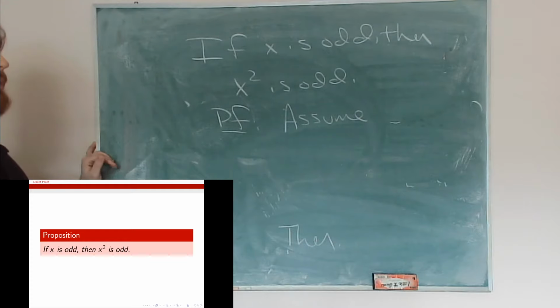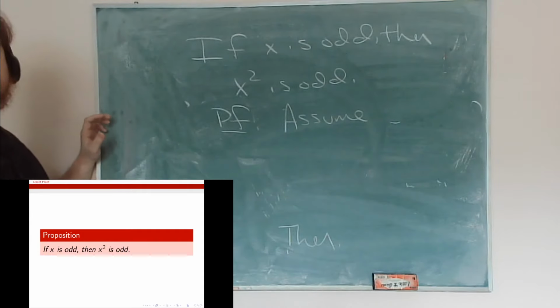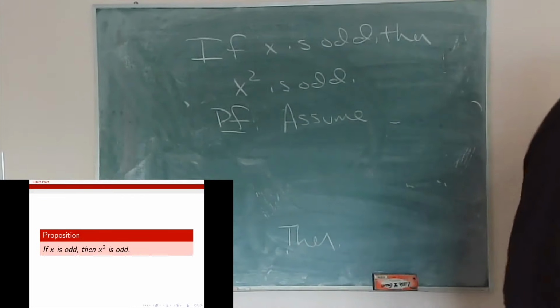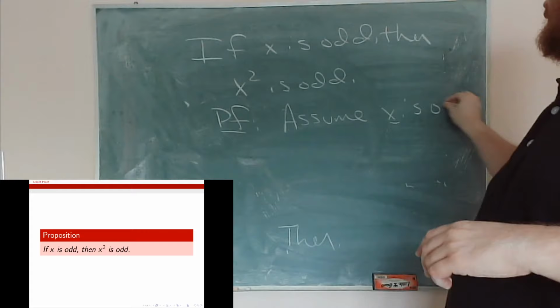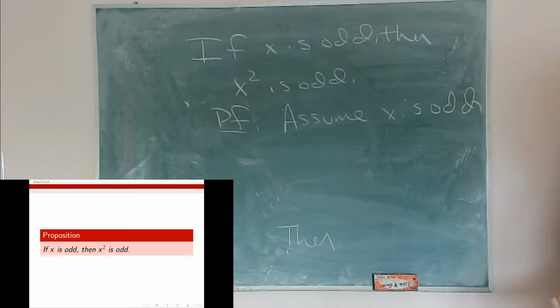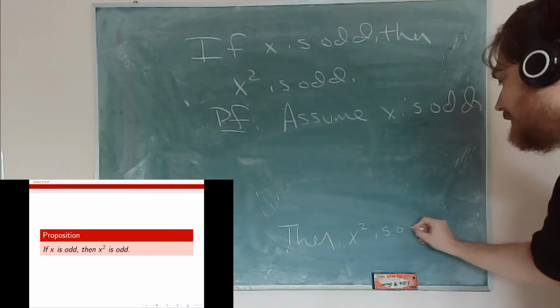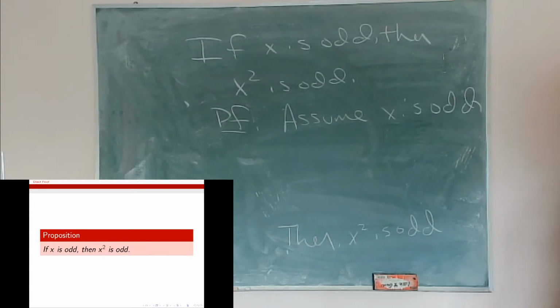All right, so I don't expect you to be completely done, but hopefully you guys can see. In this case, what should I assume? Very good. So we're going to assume the if part. So we assume x is odd. What then do we have to show? X squared is odd. So I assume the if part, I show the then part.